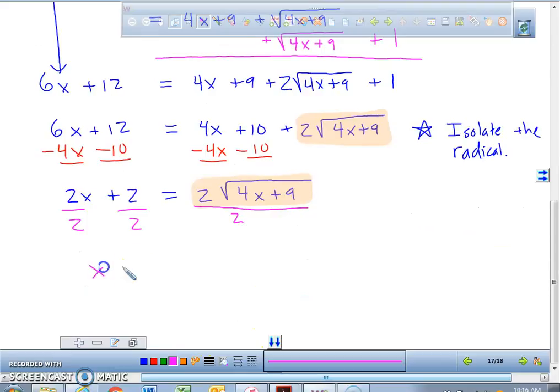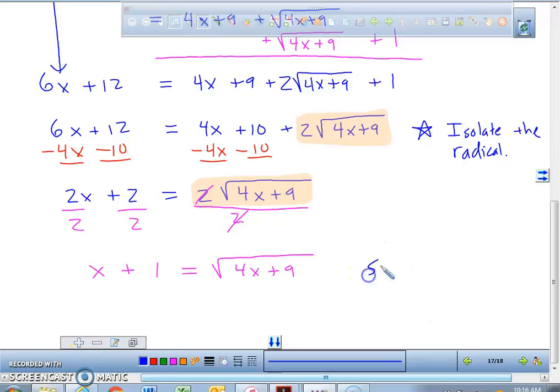We have 1x plus 1 equals radical 4x plus 9. The 4 stays the same; you're not going to divide the 4 by 2. Listen, this radical is its own expression. We're just doing 2 divided by 2.